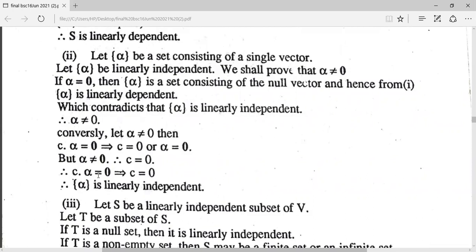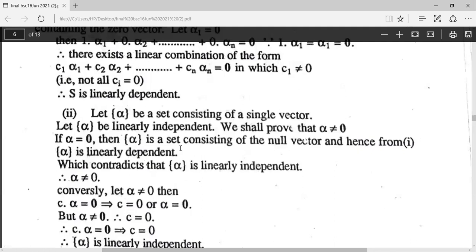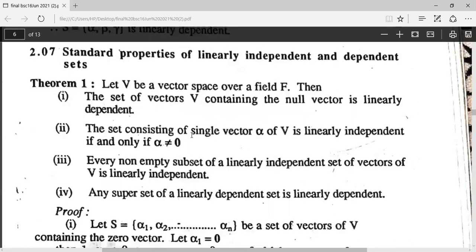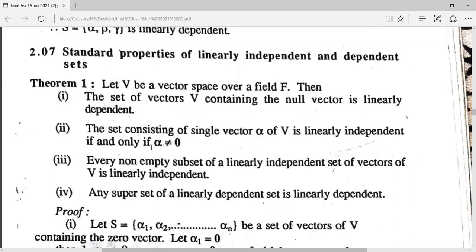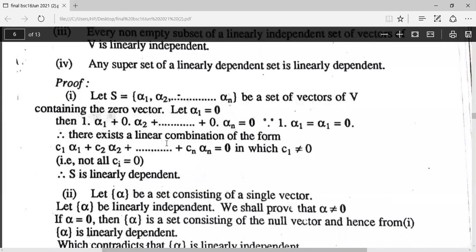This is the definition of linear independence. C into alpha equals 0 implies C equals 0. That is, every scalar is 0. If the scalar is not 0, it is linearly dependent. But here the scalar is necessarily 0. Therefore, the set alpha is linearly independent. Thus, what have we proved? We have proved that the set consisting of a single vector alpha of V is linearly independent if and only if the condition alpha not equal to 0 is valid.